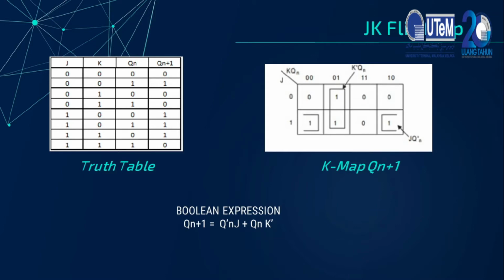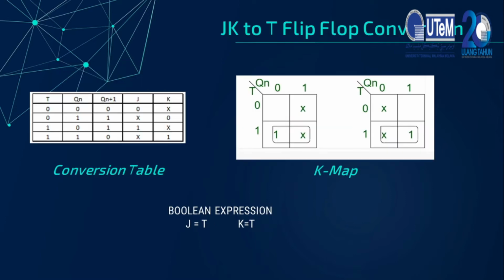It has 2 inputs and 4 outputs, which are change, no change, set, reset and toggle. However, the beauty of the JK flip-flop is that when both J and K are high, which is 1, the flip-flop toggles, meaning it changes from 0 to 1, or from 1 to 0. This is the truth table and the K-map for the JK flip-flop. The one below is the Boolean expression for the JK flip-flop.